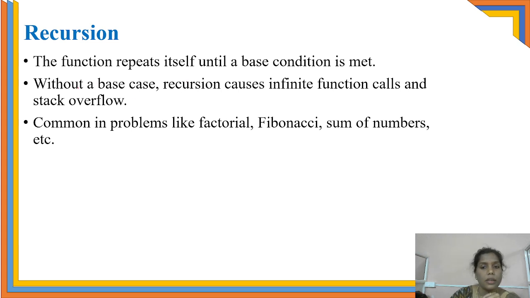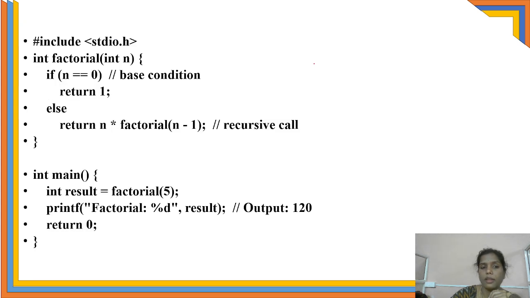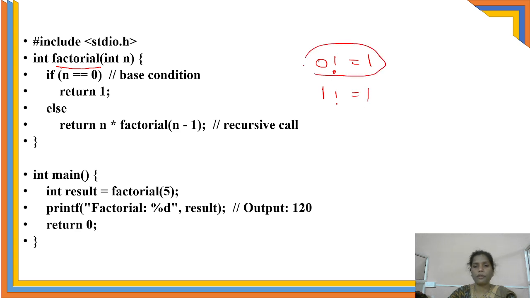See, without a base case, recursion causes infinite function calls. So in recursion you should definitely write base conditions. For example, let's take factorial. What are the base conditions for factorial? 0 factorial we know is 1. 1 factorial is also 1. You can use 0 factorial and 1 factorial as the base conditions.